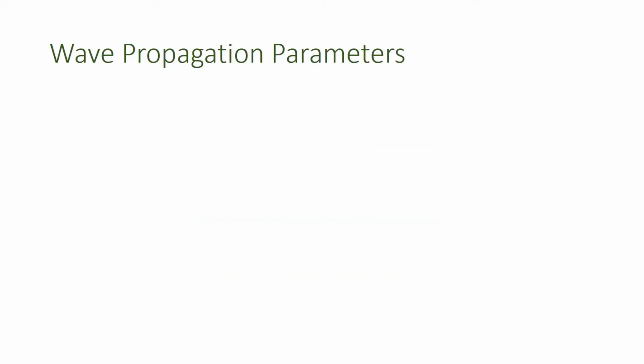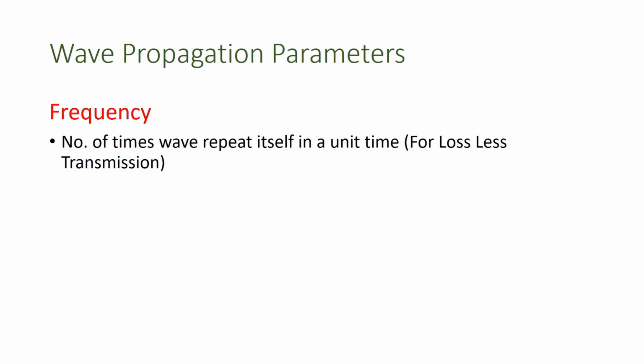The next wave propagation parameter we'll be discussing is frequency. Frequency is the number of times wave repeats itself in a unit time. This is again for a lossless wave transmission. For a general case, it is the number of cycles in unit time.